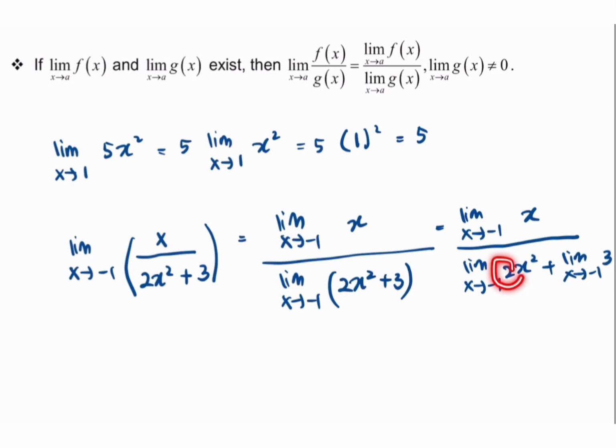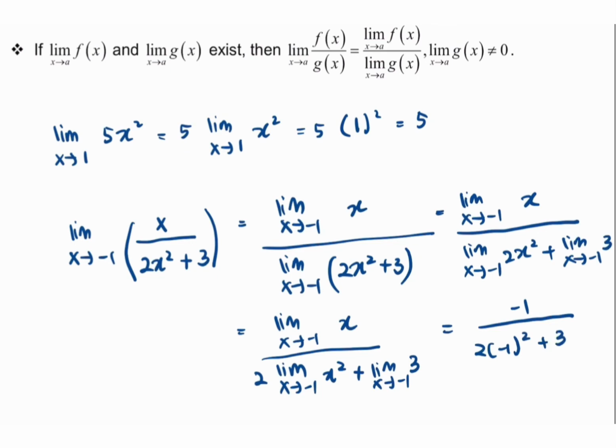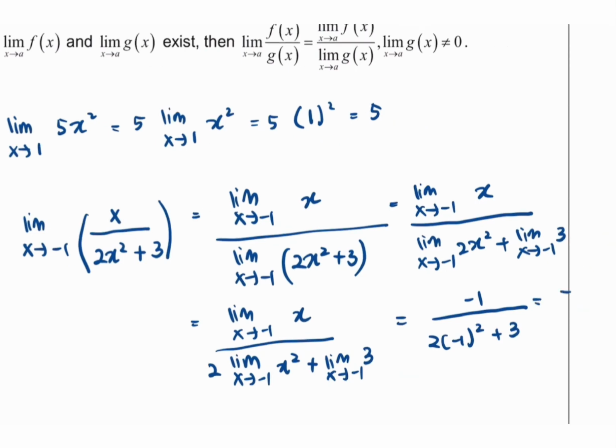Okay, then 2 dekat sini, ini adalah constant kan, so kita boleh bawa pergi ke hadapan. So ni akan jadi limit when x approaching to negative 1 of x over 2 times limit when x approaching to negative 1 of x squared plus limit when x approaching to negative 1 of 3. Dan kita substitute nilai, so sini akan jadi negative 1 over 2 times negative 1 squared plus 3. Okay, sebab limit constant kat sini akan dapat balik constant tu kan. Okay, so kini dia akan jadi sini negative 1 over 5. Okay, so dia jadi negative 1 over 5.